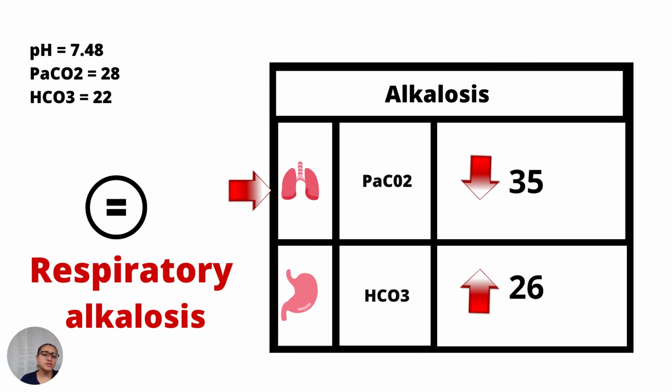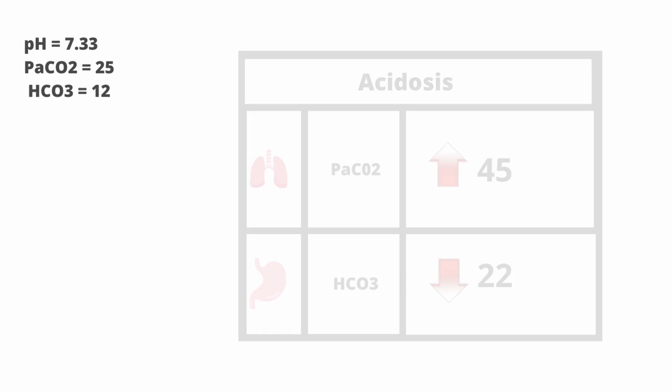Our third exercise says that our pH is 7.48. So that means that it's an alkalosis situation because remember that it's higher than 7.45. That's like the highest level for the normal value for pH. And we have a PaCO2 lower than 35. So that means we have a respiratory alkalosis.